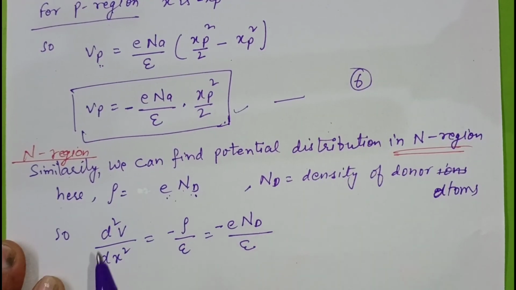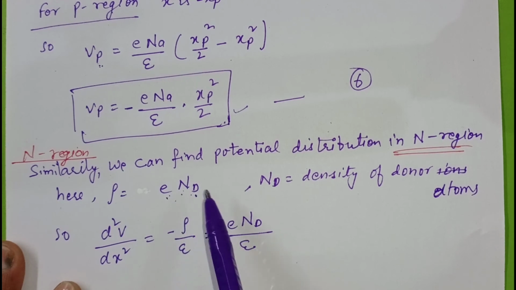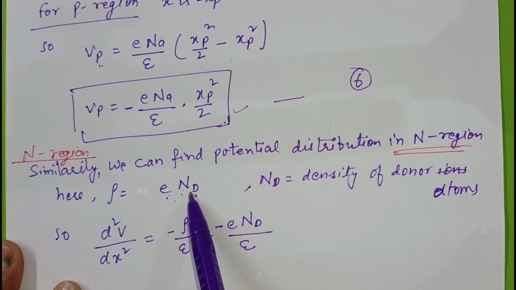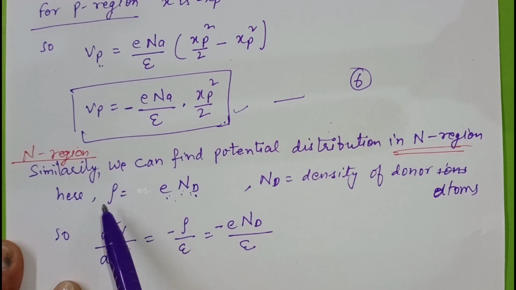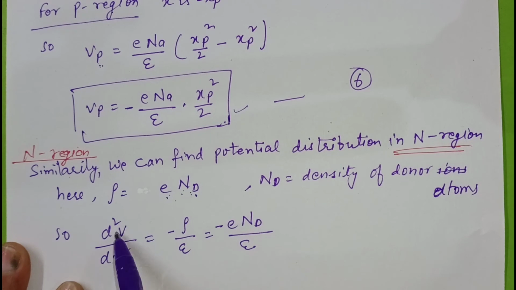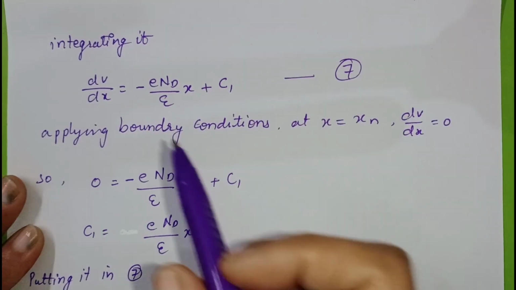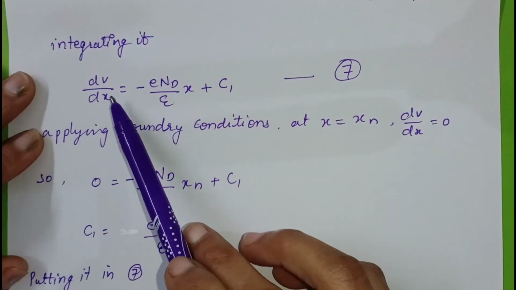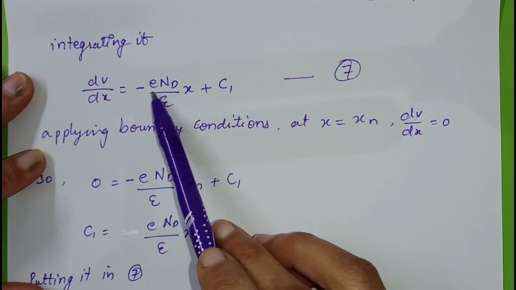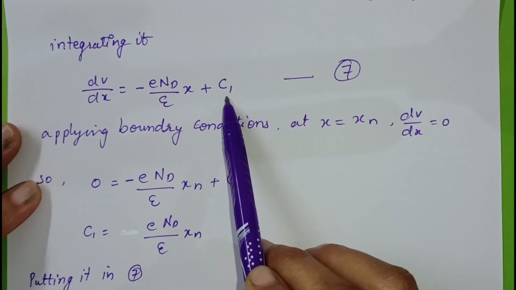Now we will derive potential rise in N region. Here the value of rho, meaning charge density, is equal to charge into density of donor atoms. Now we will put the value of this rho in Poisson's equation. Now the equation becomes d square V upon dx square equals negative of E into Nd upon epsilon. Now integrating this equation, we will get dV upon dx equals negative of E into Nd upon epsilon into x plus C1. This is the integration constant.